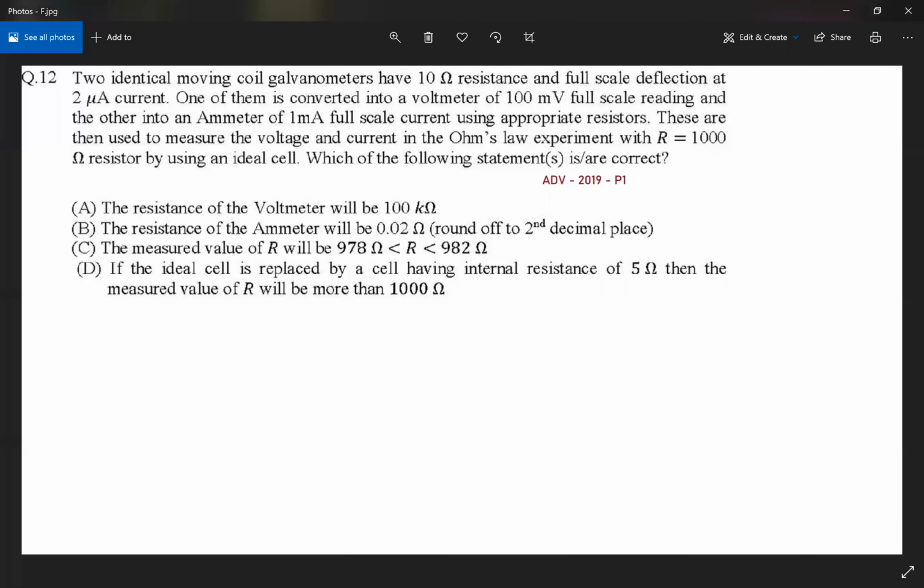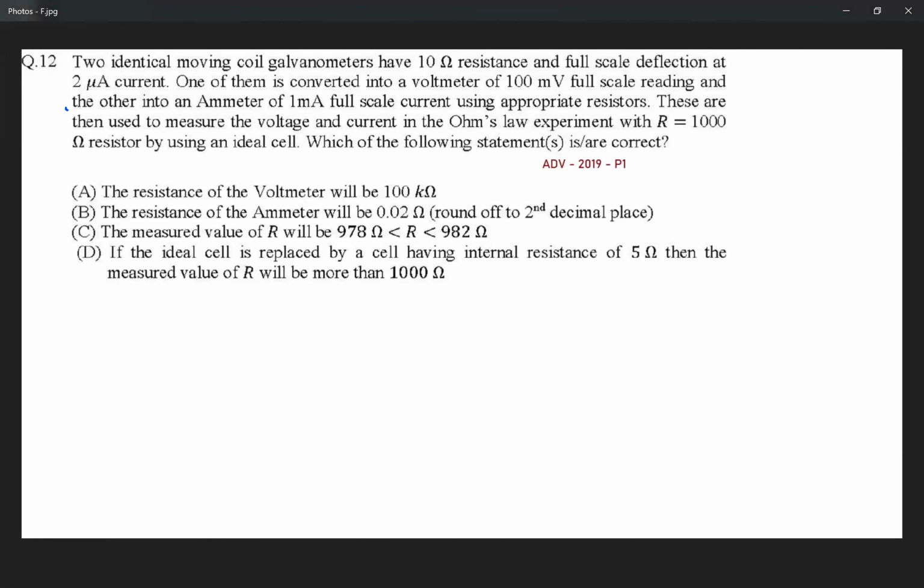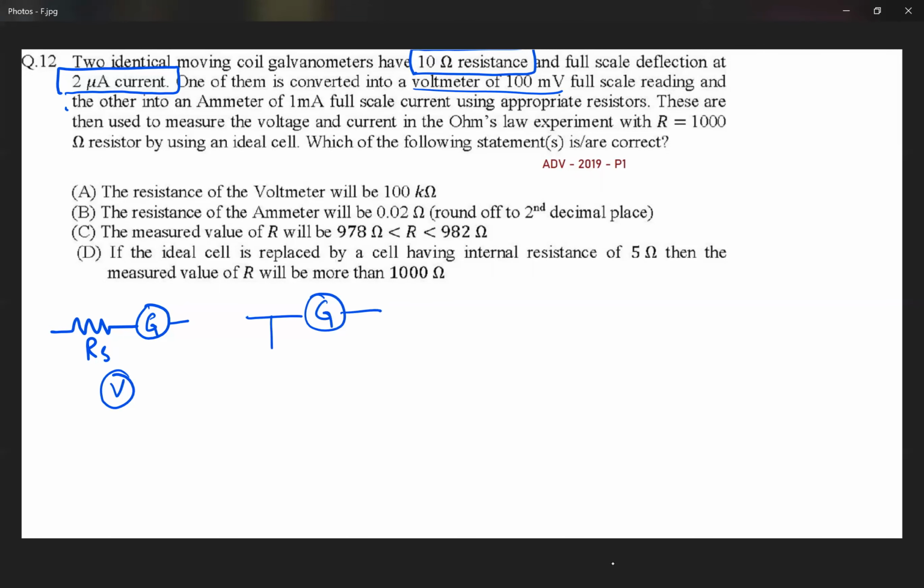The next question says that there are two identical moving coil galvanometers with a 10 ohm resistance and a full scale deflection of 2 microampere current. So the galvanometer shows a full deflection when the current is 2 microamperes and its resistance is equal to 10 ohms. One of them is converted into a voltmeter. To convert a galvanometer into a voltmeter, we connect a resistance in series with the galvanometer. To convert it into an ammeter, we connect a shunt resistance in parallel with it. So that converts the entire thing into an ammeter.